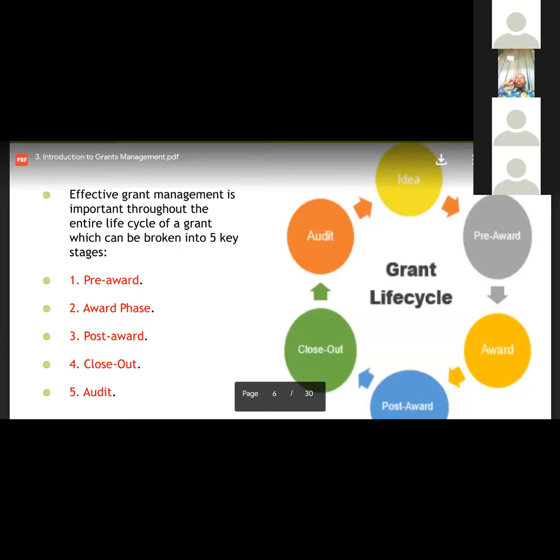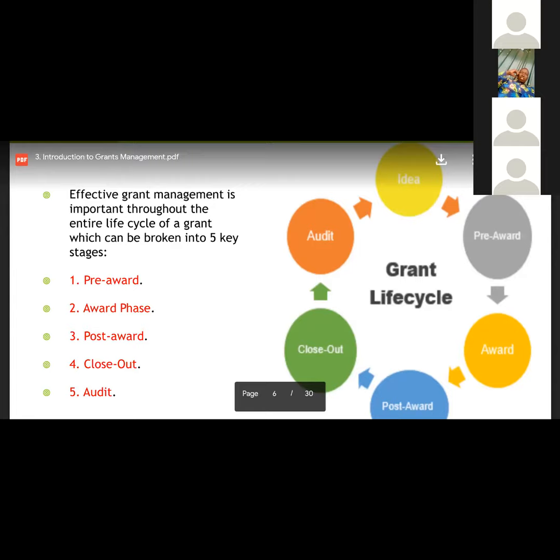So we need to be able to ensure that we consider these critical phases. There are different methodologies that show the different life cycles of grant management, but I just want to use this specific one, where we narrow down the stages of the grant management life cycle into five areas. Number one, we start with what we call pre-award. This is the first stage of the grant management process.